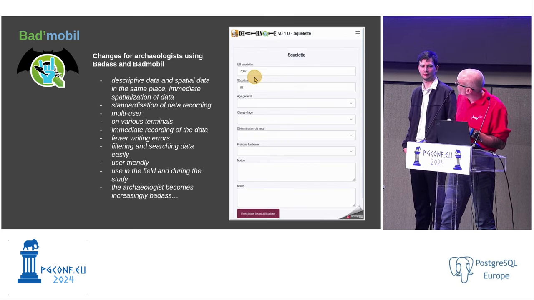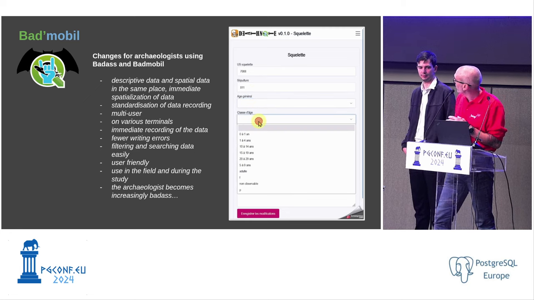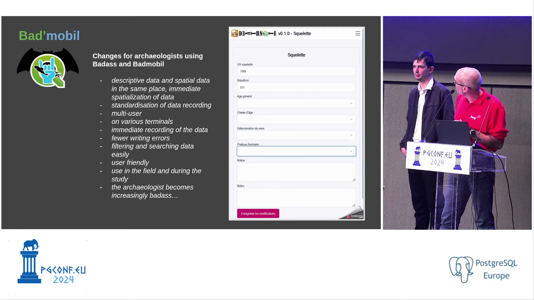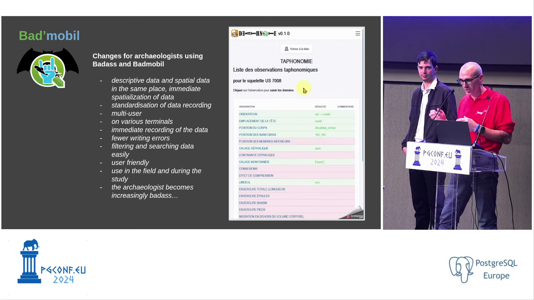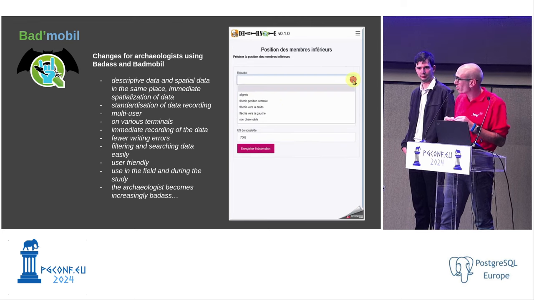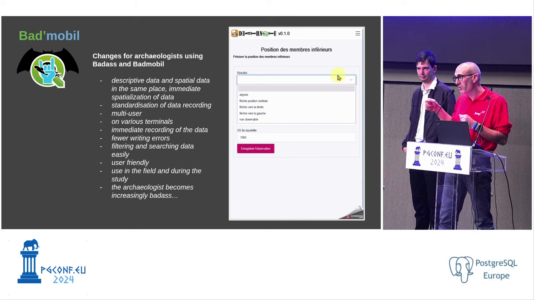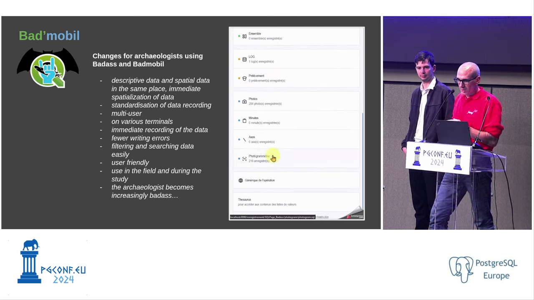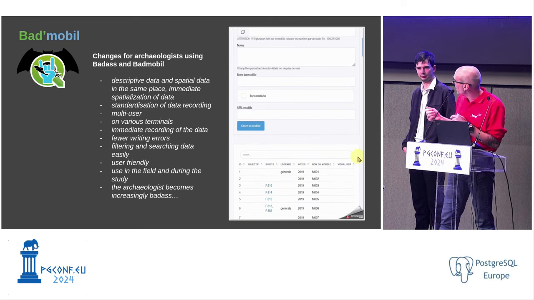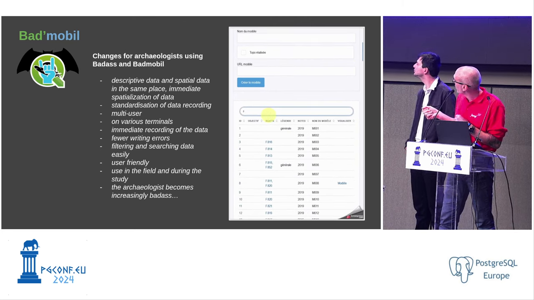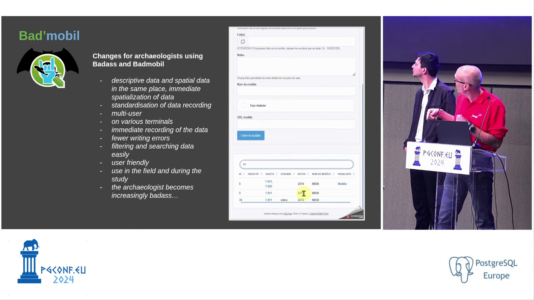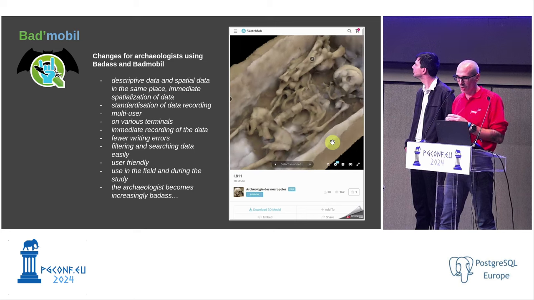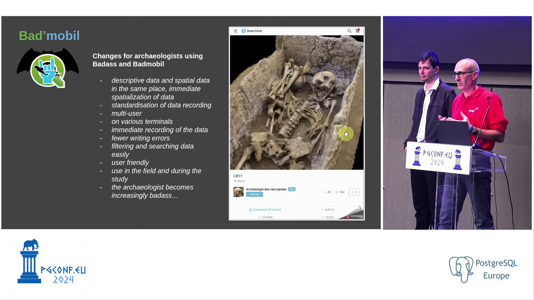We have the anthropological interface. We can put in some information. We can record the interpretation, the sex, the age, some pathologies. We also have other forms to check the record, if it's complete or incomplete. And we also have some links to access the photogrammetric model, always on my smartphone.